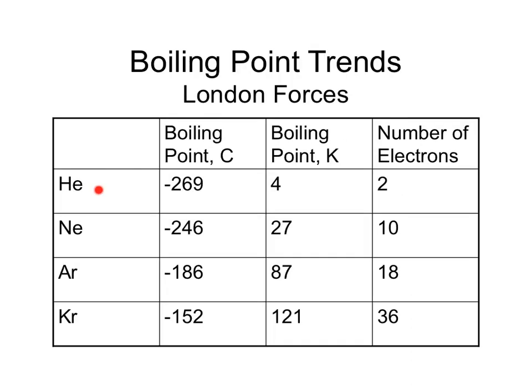Okay, so we started with helium, then we can go down the group, neon, argon, krypton, and look at the boiling points in degrees Kelvin here instead of C. So helium goes from liquid to vapor at 4 degrees Kelvin. Neon goes from liquid to vapor at 27, argon 87, krypton 121. And that correlates with an increasing number of electrons.